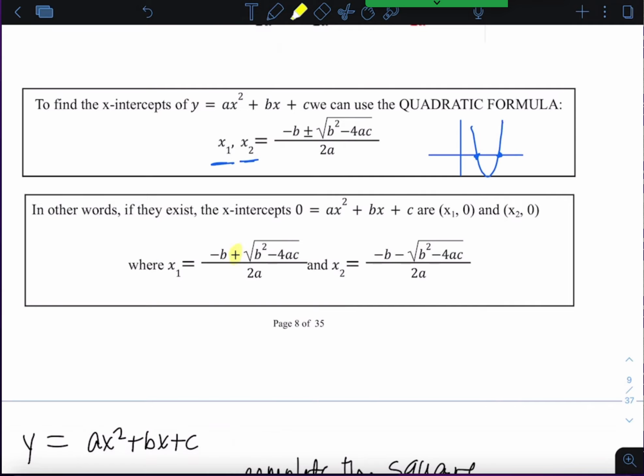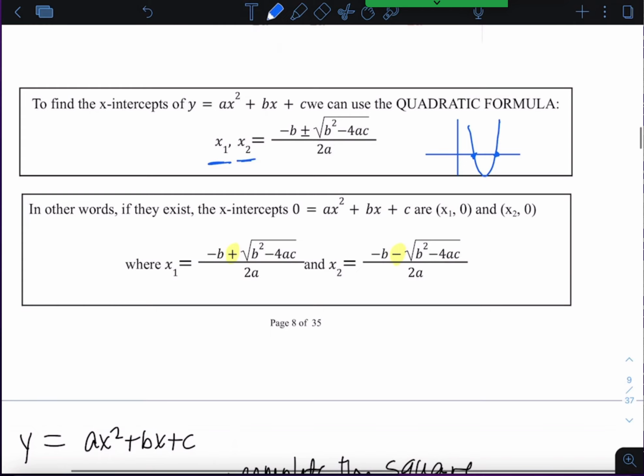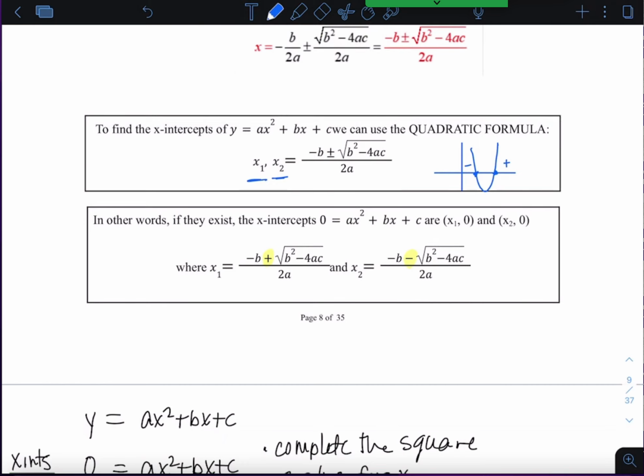Okay, but what I want to draw your attention to is that one of the roots is going to be the plus root. The x-intercept is going to be the plus x-intercept, and one is going to be the minus x-intercept. Okay, so you've seen this before with actual numbers. Now, what you have to do, unfortunately, is memorize the formula. We'll probably give you the formula for the most part, and then use it.